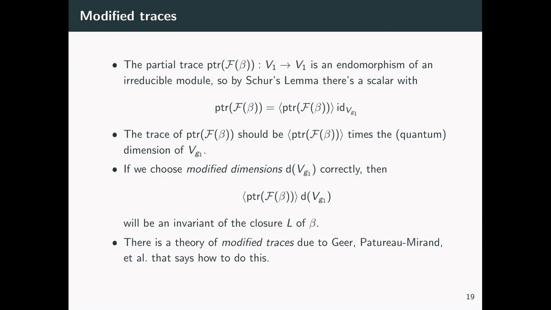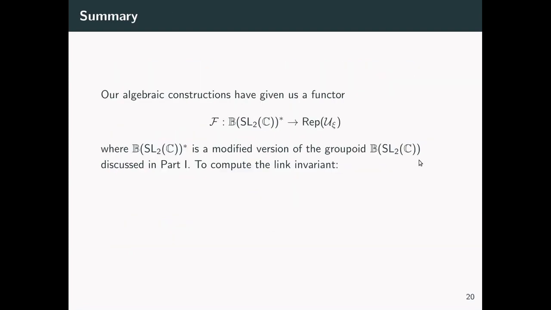They're called modified traces, and they're useful for stuff like this. This theory is due to Geer, Patureau-Mirand, and a number of other authors, but they are two of the authors of most of these papers. So if you want to look up this stuff, those are the names to look for. Anyway, their theory tells you how to do this.